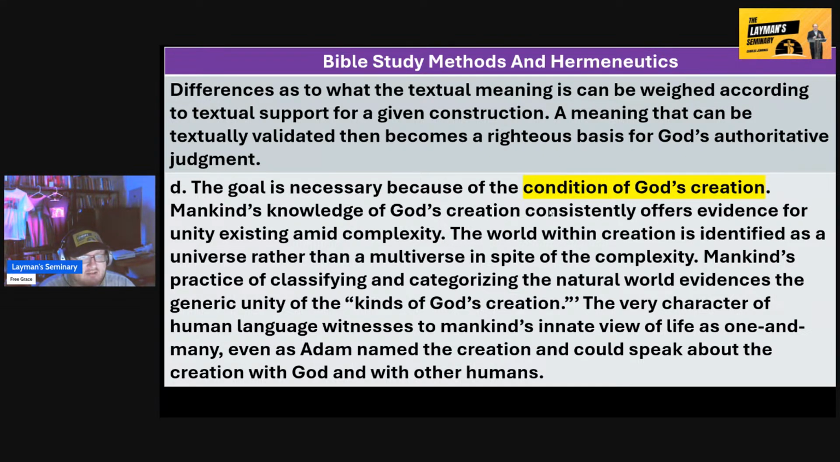D. The go is necessary because of the condition of God's creation. Mankind's knowledge of God's creation consistently offers evidence for unity existing amid complexity. The world within creation is identified as a universe rather than a multiverse, in spite of the complexity. Mankind's practice of classifying and categorizing the natural world evidences the generic unity of the kinds of God's creation. The very character of human language witnesses to mankind's innate view of life as one in many, even as Adam named the creation and could speak about the creation with God and with other humans.